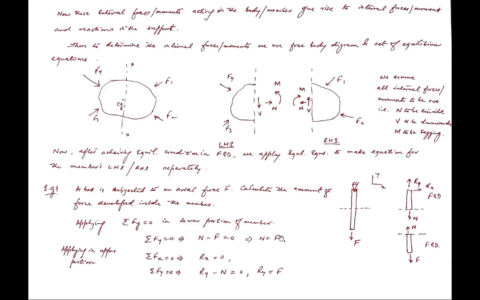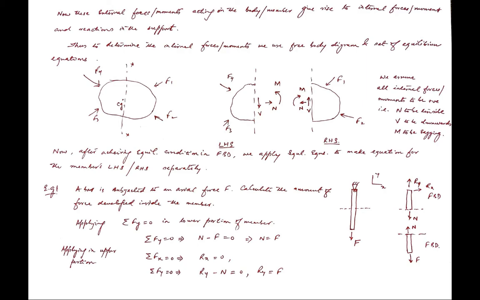So what we do is we first assume that whatever force we are calculating, the normal force is in tensile action, acting outward from the cross section. If it is coming positive, then our assumption is correct. If it is coming negative, then our assumption is wrong and the nature of the force is opposite. This is how we determine the nature of the force.